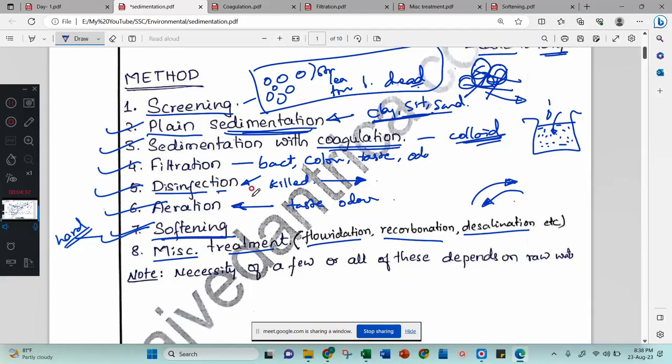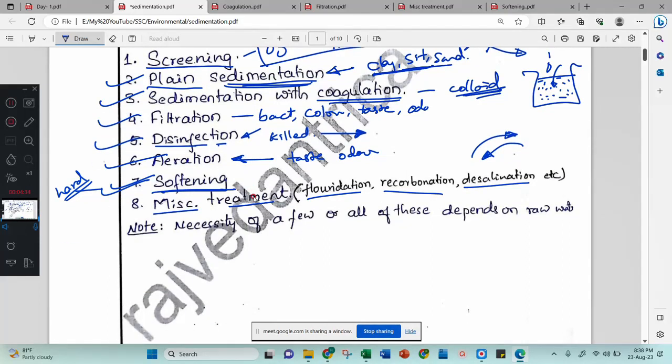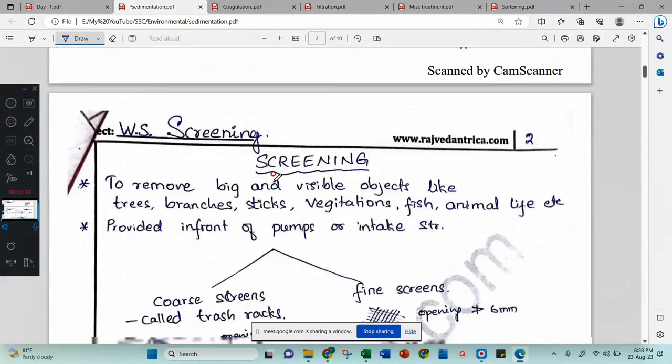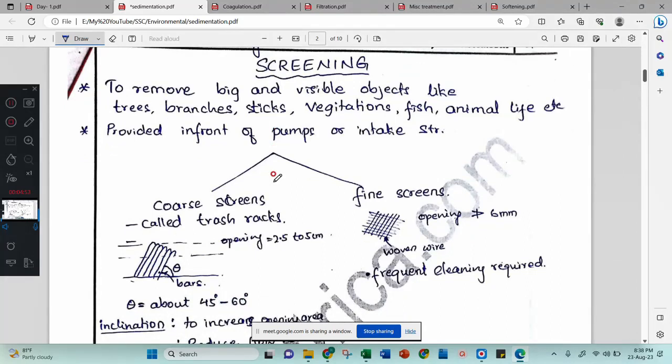Understood? But for any water supply scheme, we will not be providing all of them. It is all depending on the raw water. Which type of raw water you are having from the source. Based on that, you will be providing these treatments. Okay, now we'll go one by one today. The first one is screening. Here, as I said, the bigger particles like trees, branches, sticks, and vegetation, fish, animal life or dead bodies, these bigger particles can be removed in this screening.